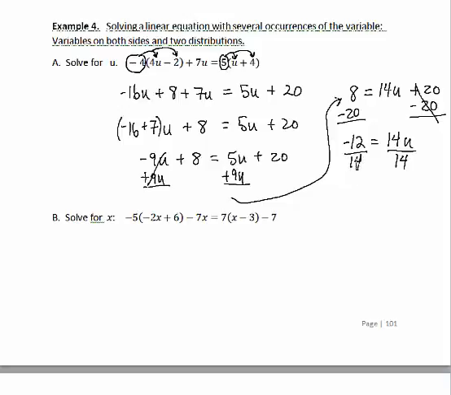So in the end, we have negative 12 over 14. This can be reduced because both are divisible by 2. 12 divided by 2 is a 6, and 14 divided by 2 is a 7. And the 14's canceled on the right, leaving only a u. And so our solution is this, negative 6 over 7.